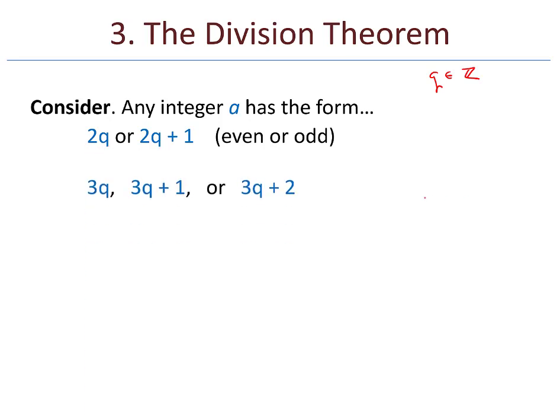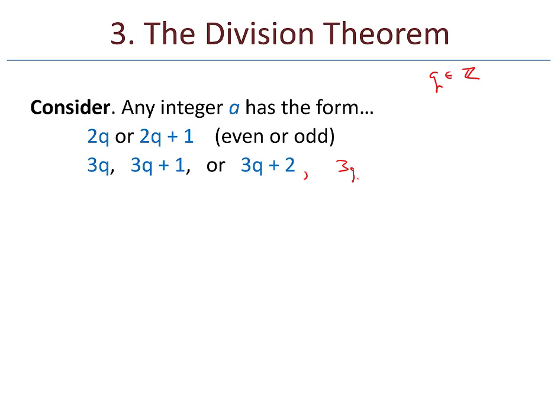Well, I can do the same thing with 3's. Relative to the number 3, every integer in the world is either a multiple of 3 or one more than a multiple of 3 or two more than a multiple of 3. If I kept on going, if I went 3q plus 3, oh, well, that really is just a multiple of 3.